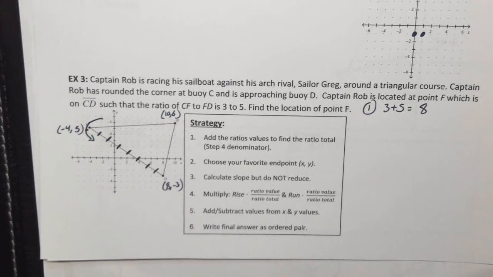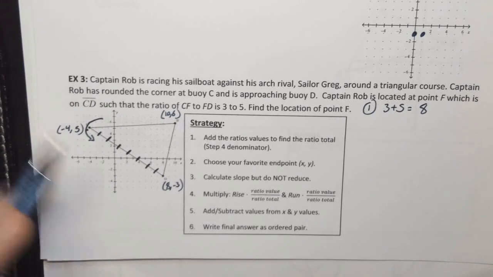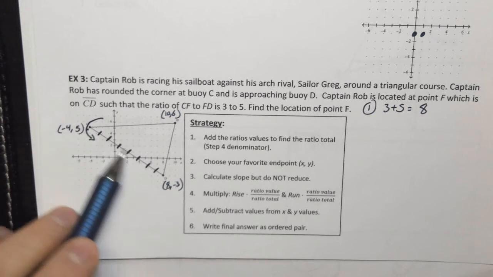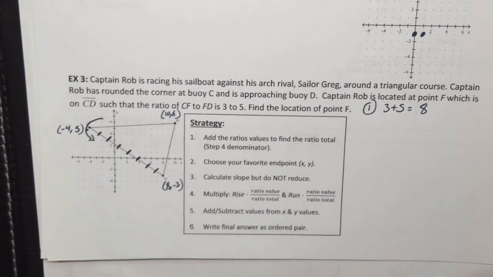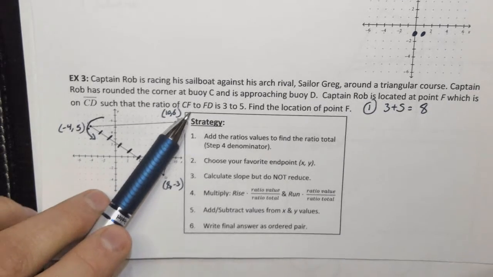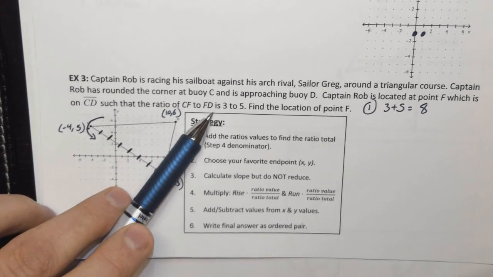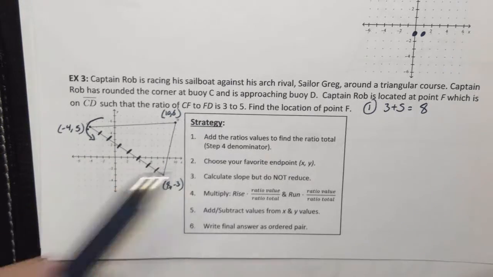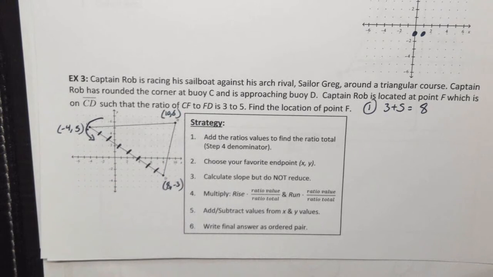Captain Rob is located at point F, which is on CD. So he's somewhere along this portion of the course right here. And this point F is located such that the distance from C to F and the distance from F to D is in a ratio of 3 to 5. And so what we want to do is see if we can find the location of this point F. It's going to live somewhere along the line.